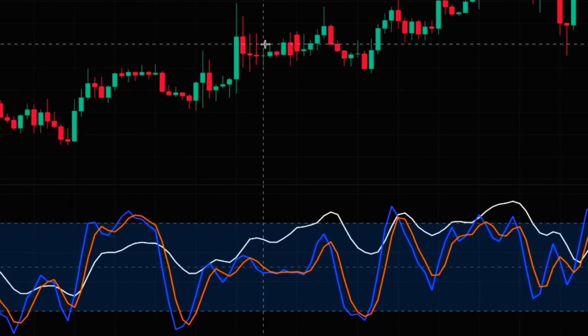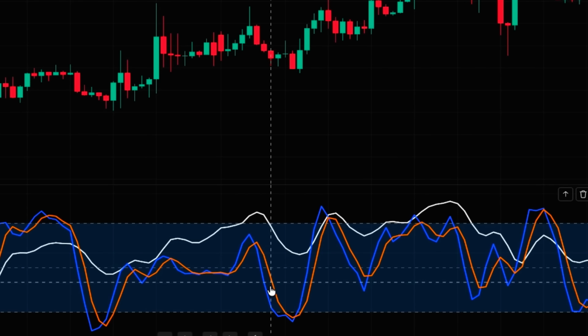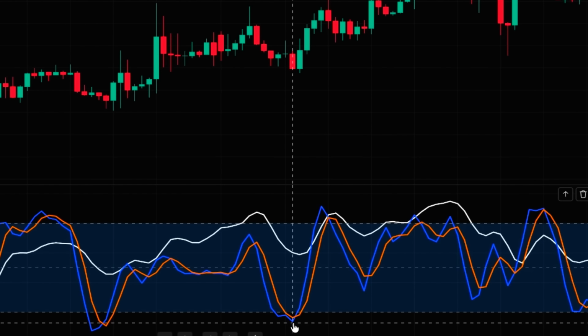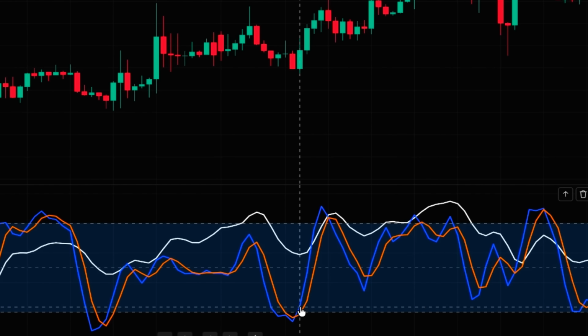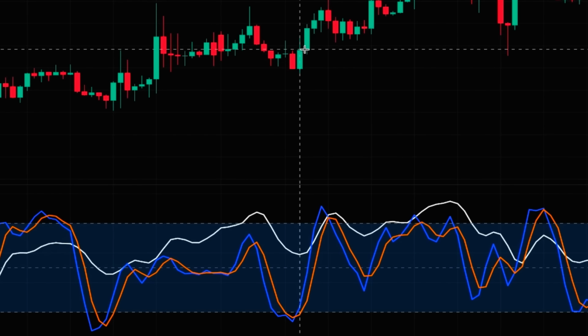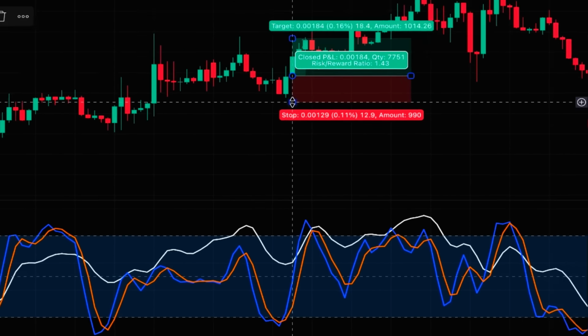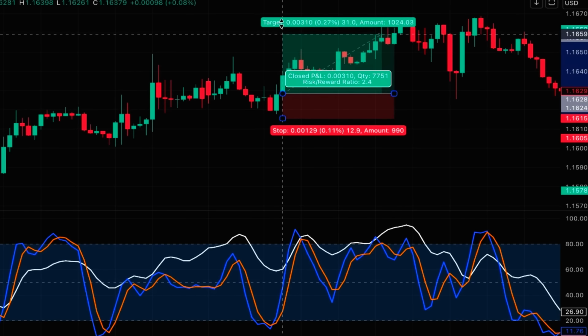Here again, you can see that while the white line is above the center line, the blue line went below 20 and then it is closed above the orange line at this point. The white line still above the center line, as you can see. So the buy signal here is confirmed, and in practice we could enter a long position at this point with the stop loss below the pullback and profit target at risk to reward ratio of 2.